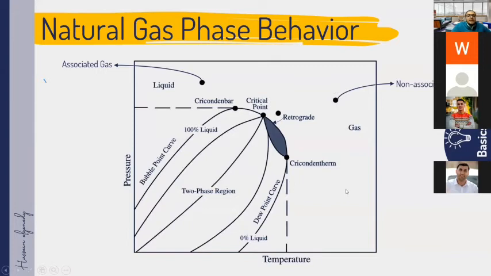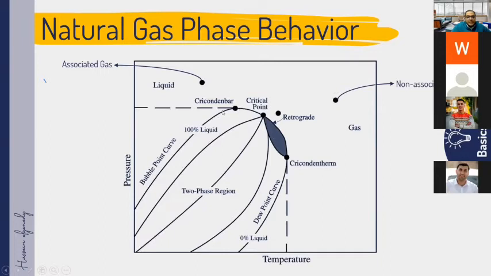We have also an important definition. This is the cricondentherm here, which is the maximum temperature at which gas and liquid can coexist. Maximum temperature at which gas and liquid can coexist. And above this temperature here, there will be no liquid, no matter what the pressure is.